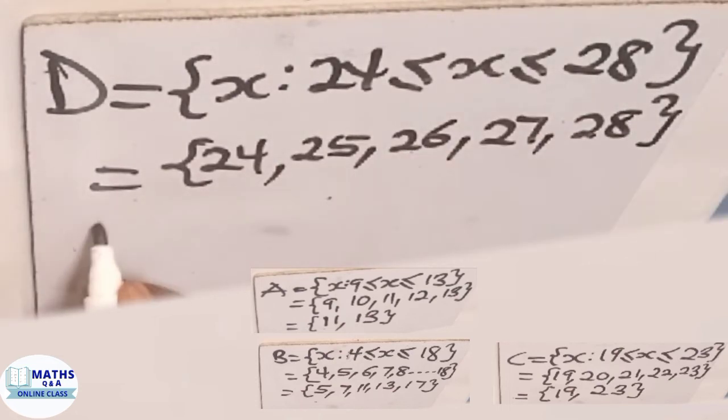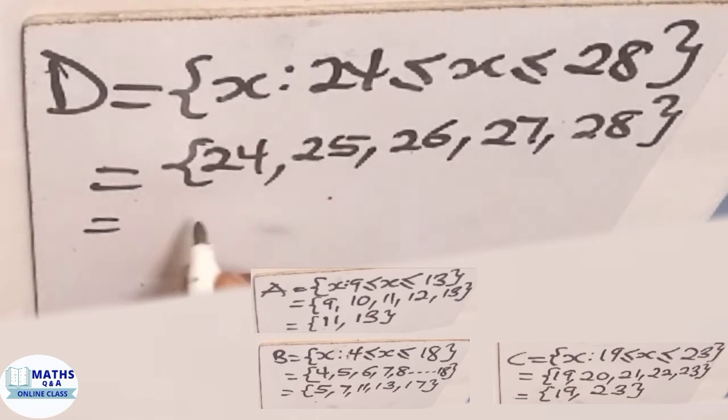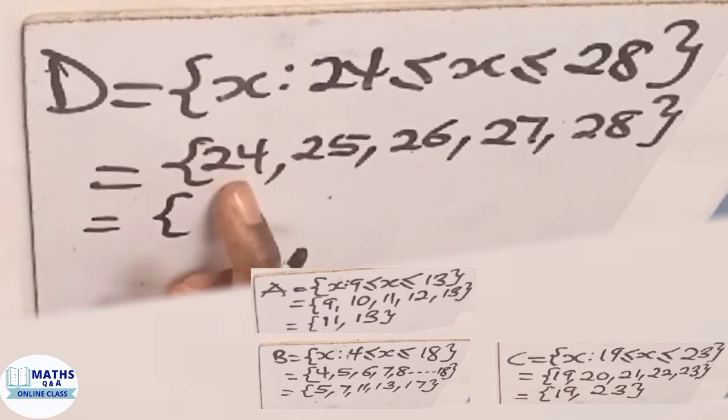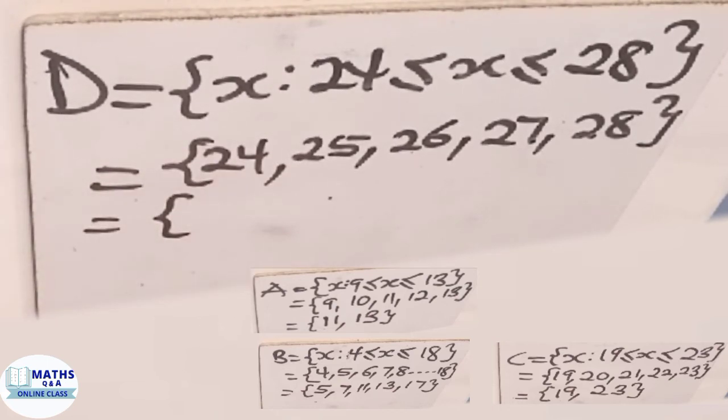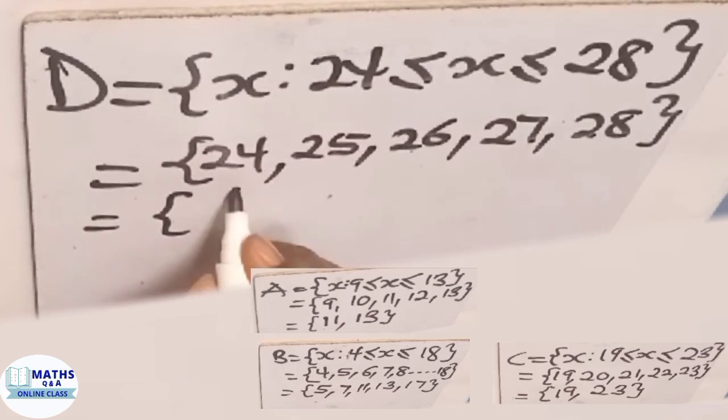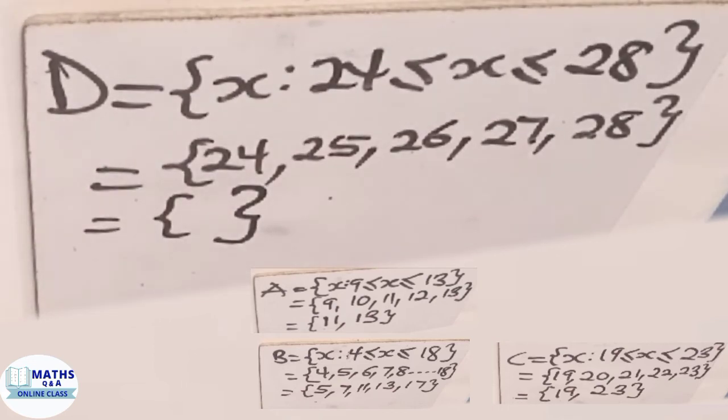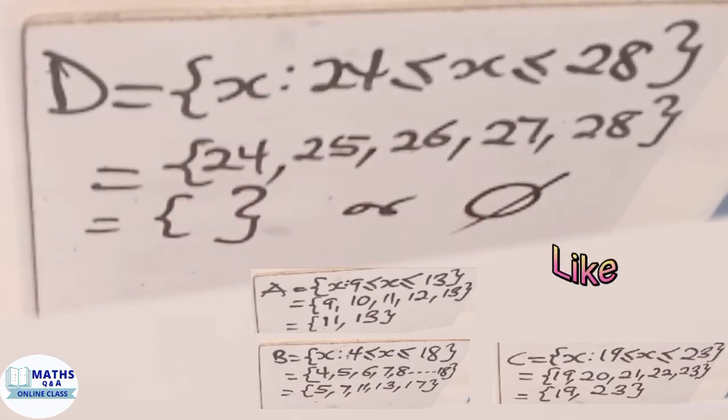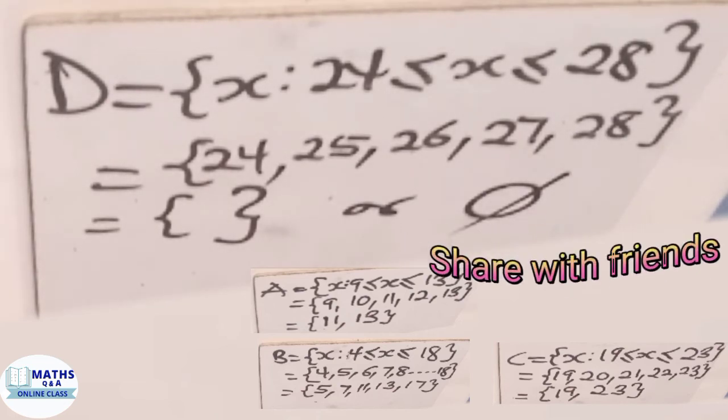And from these, we want prime numbers. That is the preamble. So let's go through and write those that are prime numbers. 24 is not a prime number because it has more than 2 factors. 25 is not a prime number. 26 is not a prime number. 27 is not a prime number. 28 is not a prime number. So that means we don't have prime numbers in this set, so we will have an empty set. You can write an empty set in this form, or you can write it like this. Any of them represents the empty set.